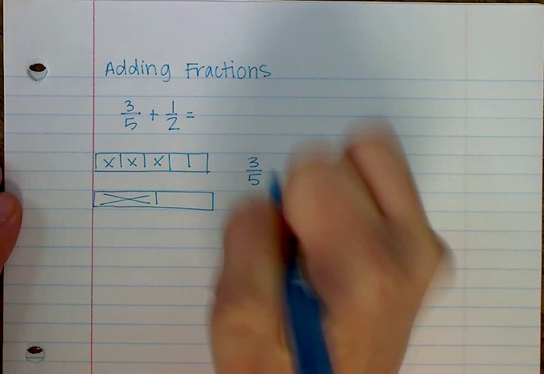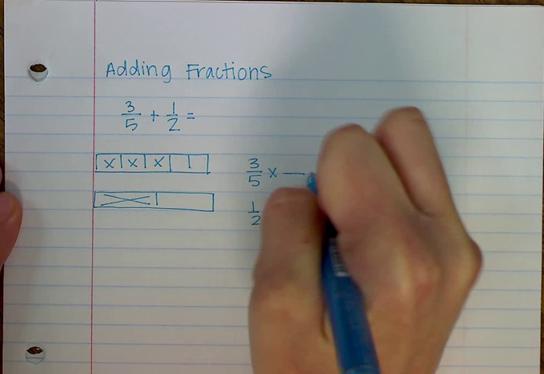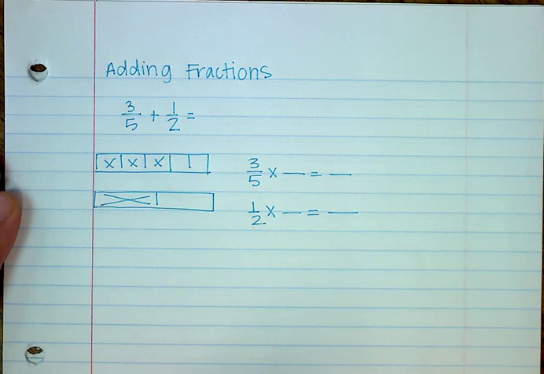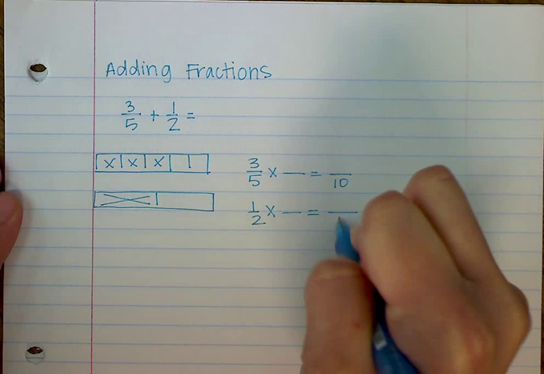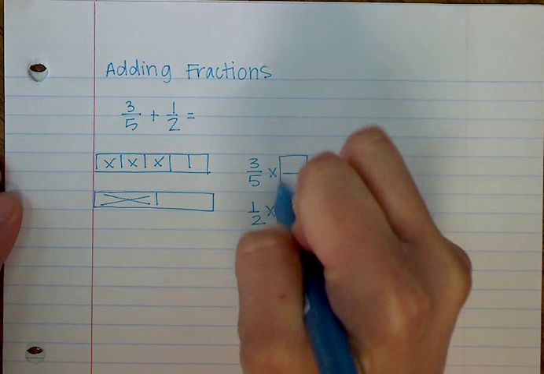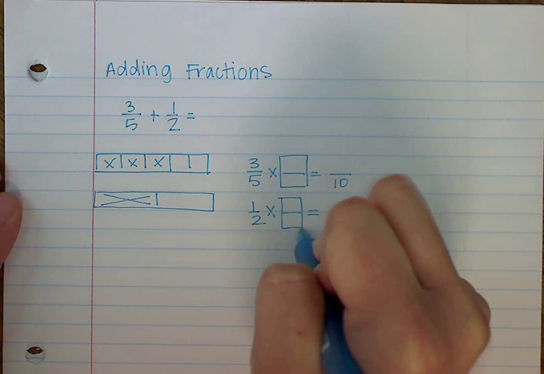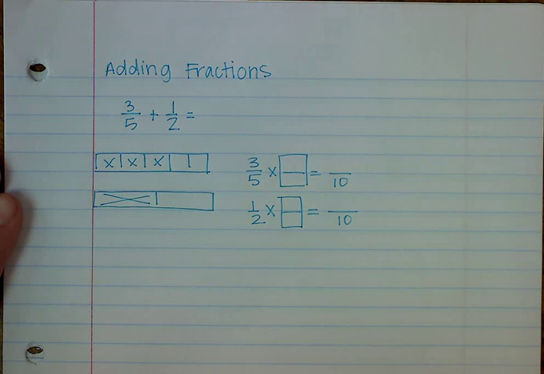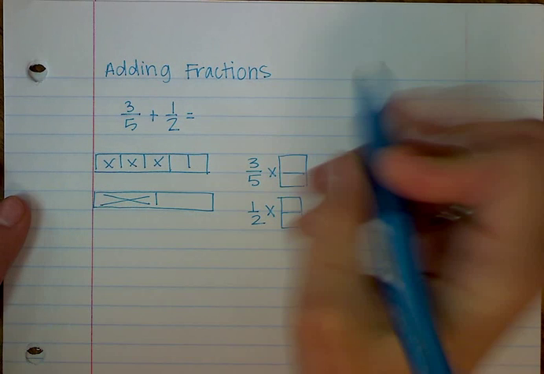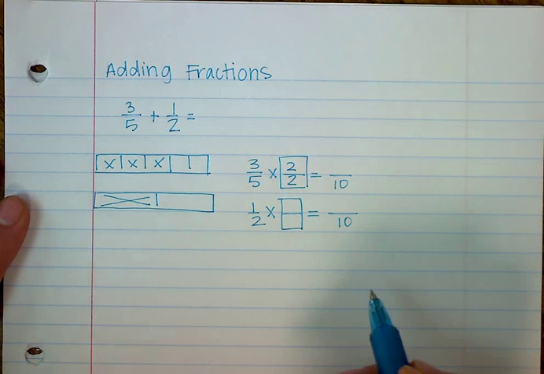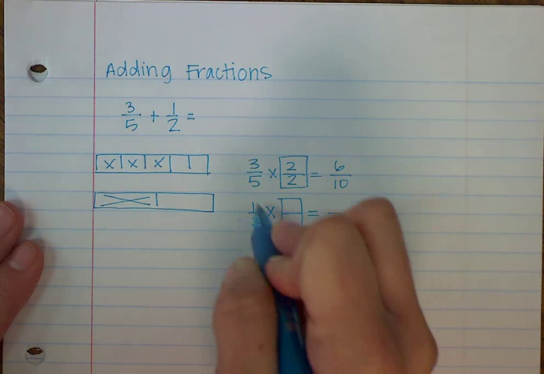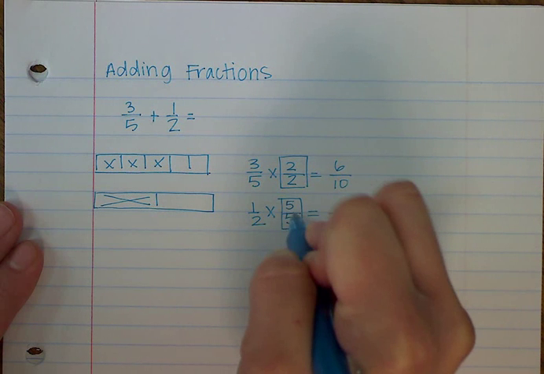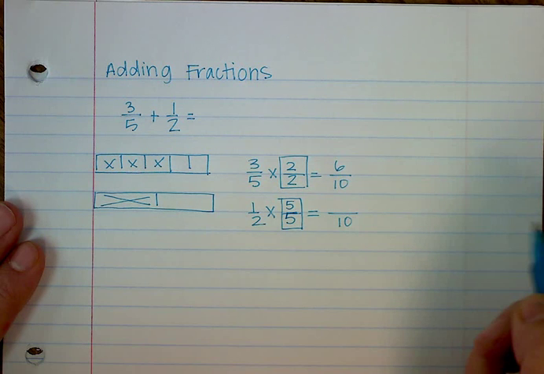So what I need to do is multiply each of those fractions by a fraction equal to a whole, that's going to give me tens in the denominators. The reason you can multiply by something equal to a whole is because we know when you multiply anything by 1, you just get the same answer back. For example, 3/5 I can multiply by 2/2 because that's equal to 1, and I will get a 10 in the denominator. And then if I do 1/2 times 5/5, because that's equal to a whole or 1, I will get a 10 in the denominator.